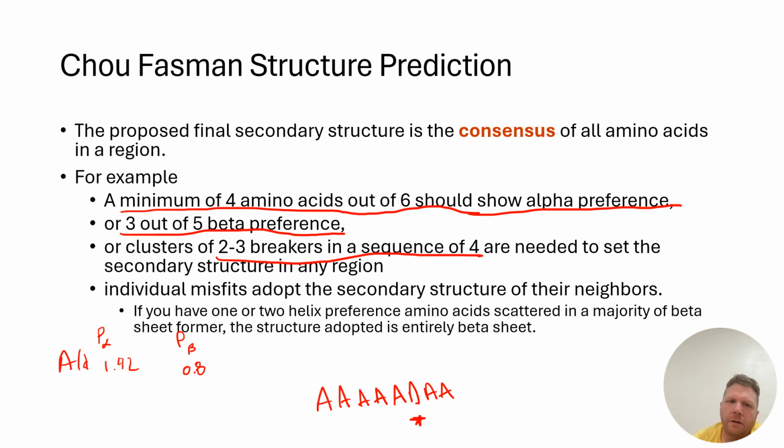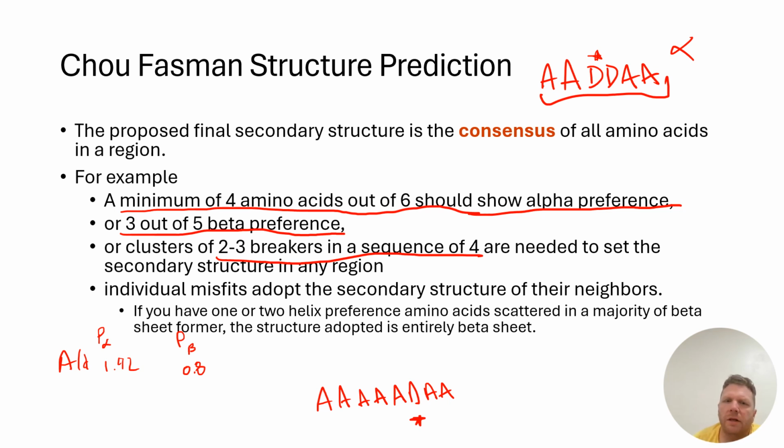Now, with that said, we've also got these thresholds. And where it gets complicated is when you're dissecting these things. A minimum of 4 amino acids out of 6 should show alpha preference. So what that means is that if we've got A, B, E, A, this is 6 amino acids, 4 of which show alpha preference. Since 4 of these show alpha preference, and these 2 right here show beta preference, this is going to form an alpha helix.